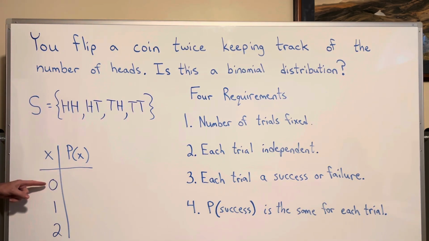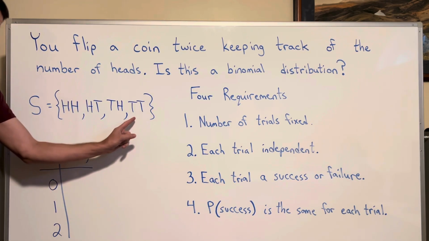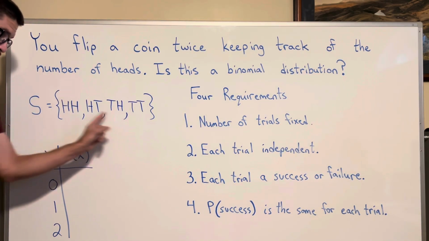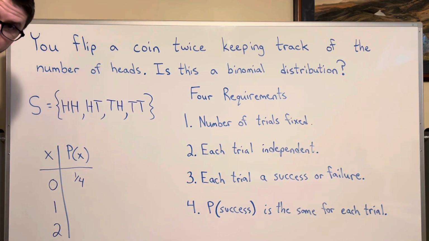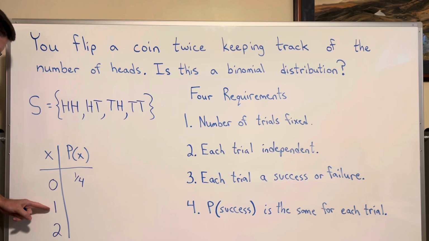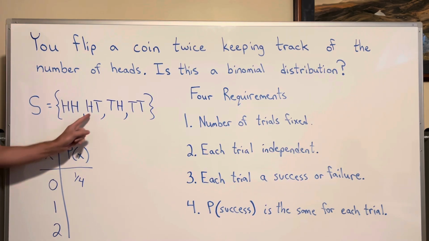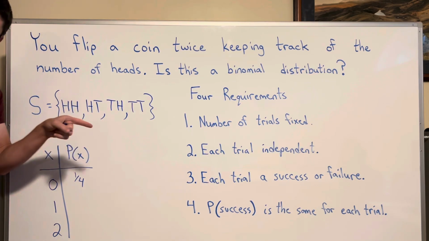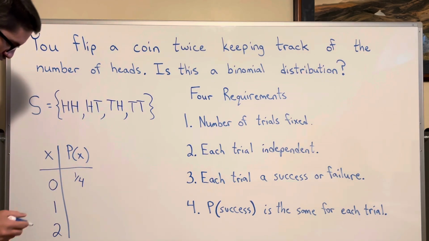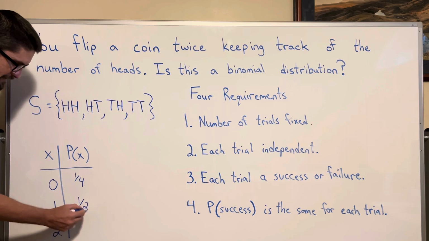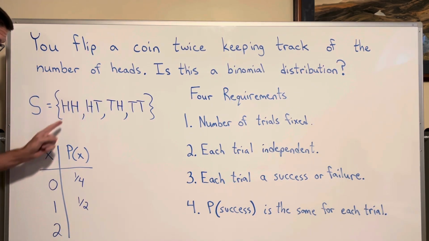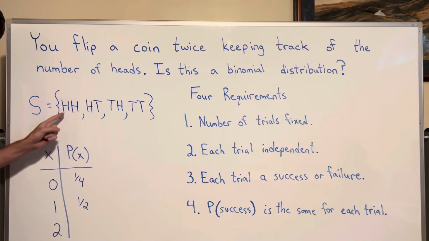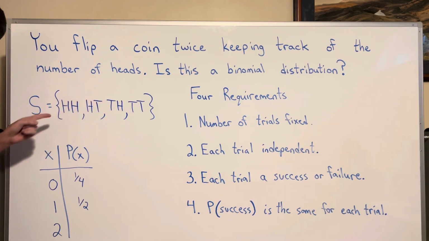Now the probability of getting 0 heads is only the tail-tail case, which is 1 out of 4. So 1/4 probability. The probability of getting 1 head, well, there's 2 possibilities of getting exactly 1 head. That's 2 out of 4, or reduce that to 1/2. And then the probability of getting exactly 2 heads is just the HH case, which is 1 out of 4.